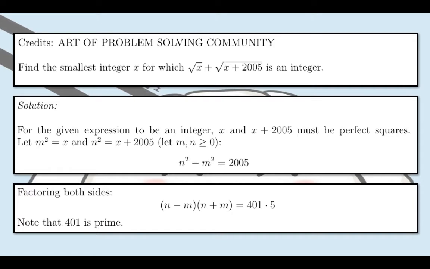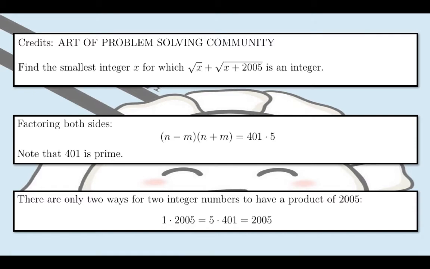Now from this, it is a matter of listing cases. In fact, there are only two ways for two integer numbers to have a product of 2005. Since n and m are integers, their sum and difference will also be integers. Note that there are only two ways, 1 times 2005, and 5 times 401, and that's how you make a product of 2005. And now we assign these factors to the factors on the left-hand side of the given equation.